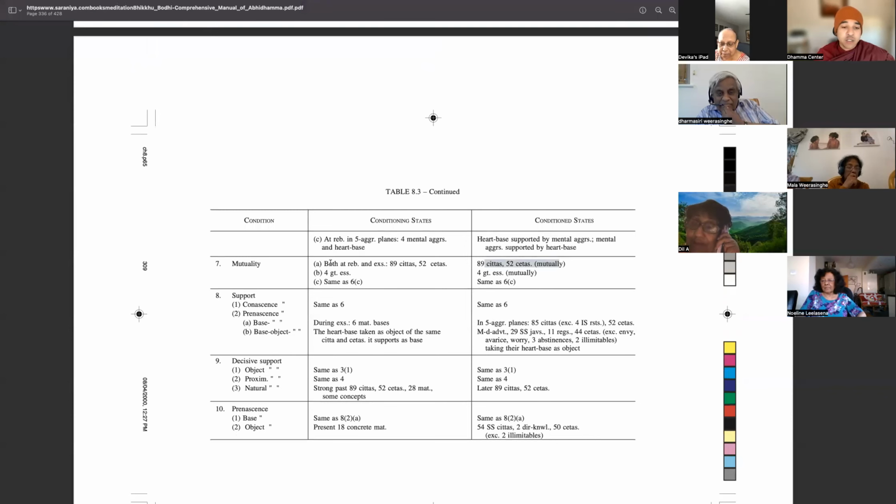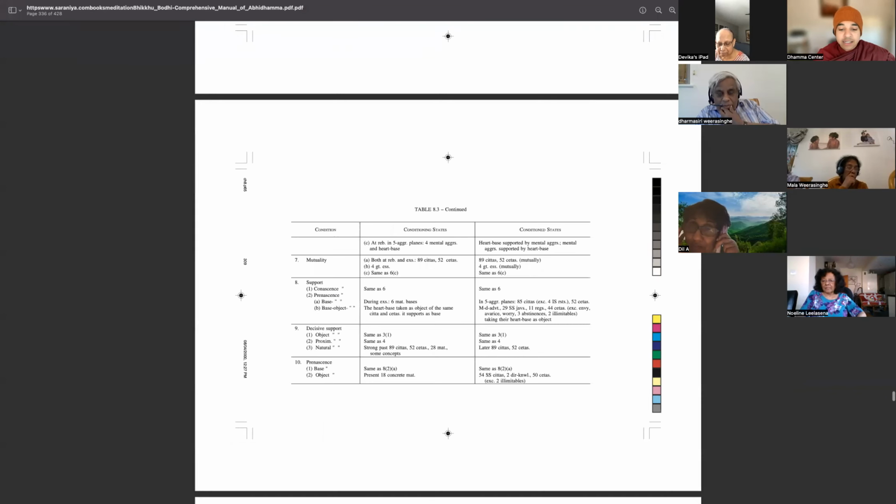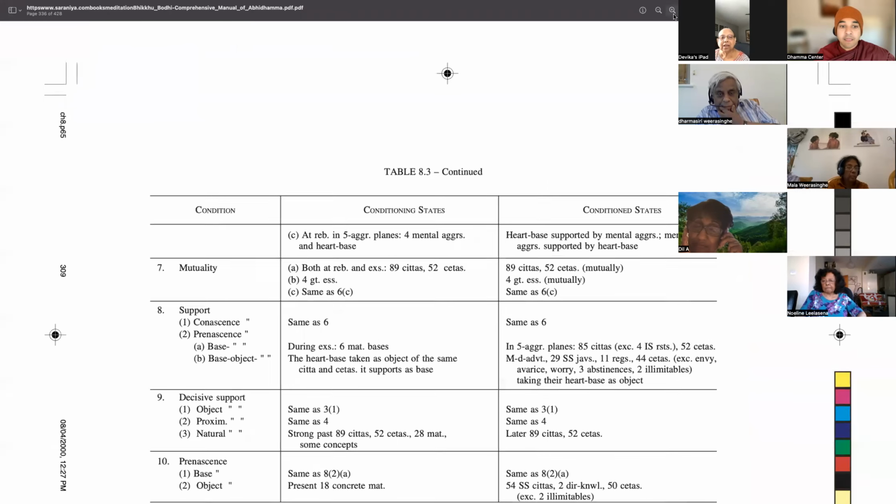Let's go to Anyamanya Paccaya. Mutuality, number 7. Nama. Now give me an example of the Paticcasamuppada. One you can choose, Anoma. The first one? Avidya paccaya sankhara. Right? Avidya paccaya sankhara.